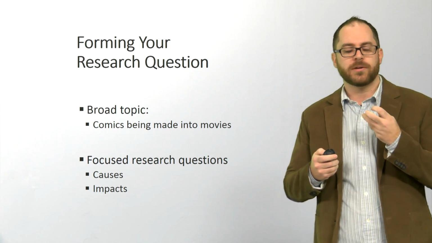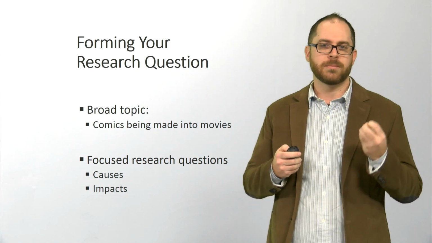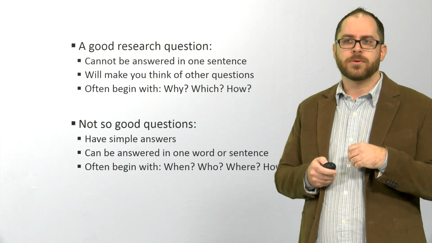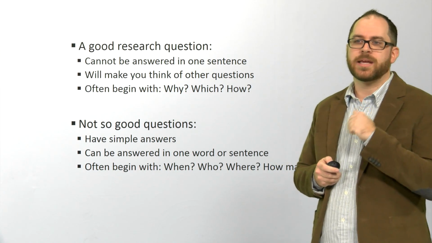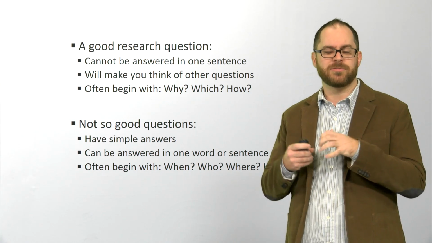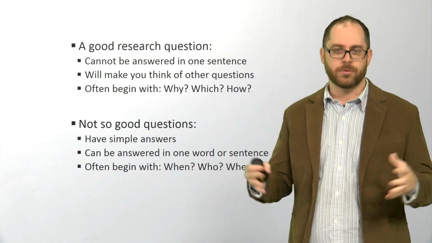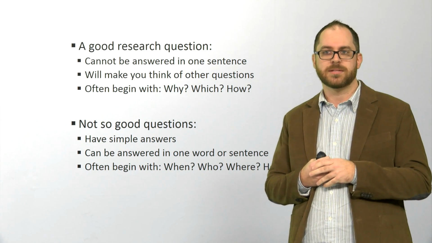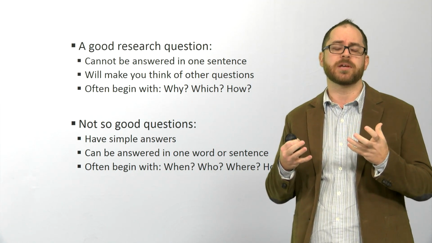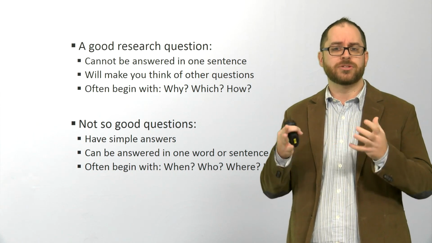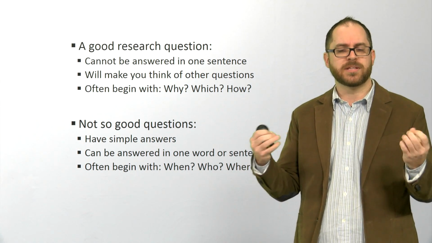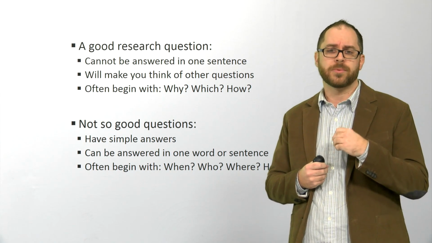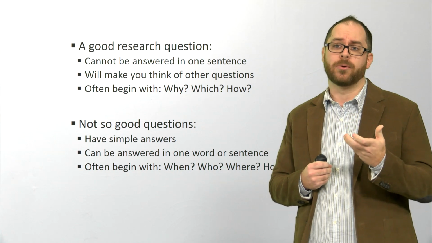So I would want to try and focus my question on maybe the causes or the impacts or what's going into why that's happening. So a good question is going to be something that can't be answered in one sentence, right? If you have to write 20 pages, you don't really want to have to write over and over and over again just to fill 20 pages, if it can be answered down to a sentence. So you want it to also make you think of other questions. So you want it to lead you down different paths or include things that you can bring in from somewhere else. And those questions will usually start with something like why, which, or how.